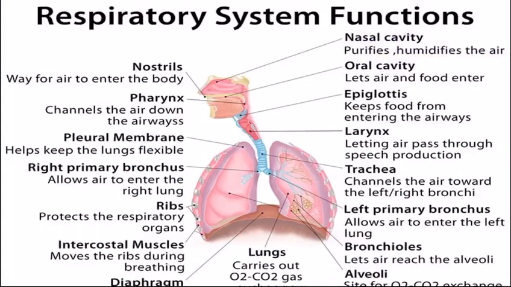Now let's have a final look at the structure and function of the respiratory system. A total of 15 main parts take part in respiration. Number 1 is the nostrils, a way for air to enter the body. Then the nasal cavity, which purifies and humidifies, meaning warms up, the air. Then the oral cavity, which lets air and food enter our mouth. Then the pharynx, which channels the air down the airways. The epiglottis keeps the food from entering the airways. And the larynx lets the air pass through, for speech production.